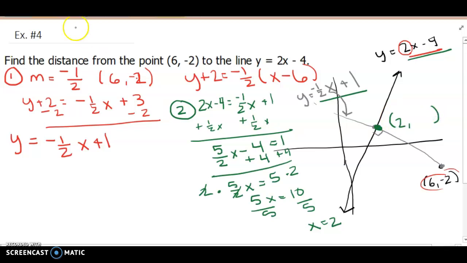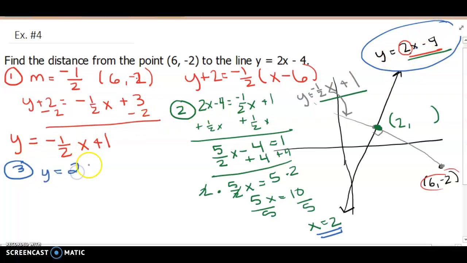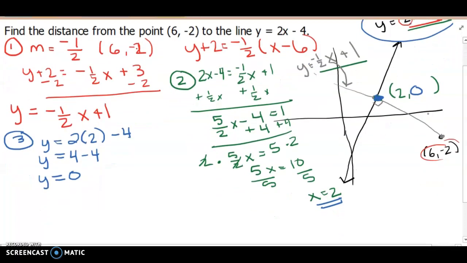Okay, now that I have my x coordinate, I can find my y coordinate. So that's step 3. I can plug this x into either equation. I'm going to pick this one just because there's no fractions. So y equals 2x, and my x is 2, minus 4. So my y equals 4 minus 4. So my y is 0. Guys, granted, I told you this was not to scale, but this is (2, 0). Okay. So now I've done all the hard parts.